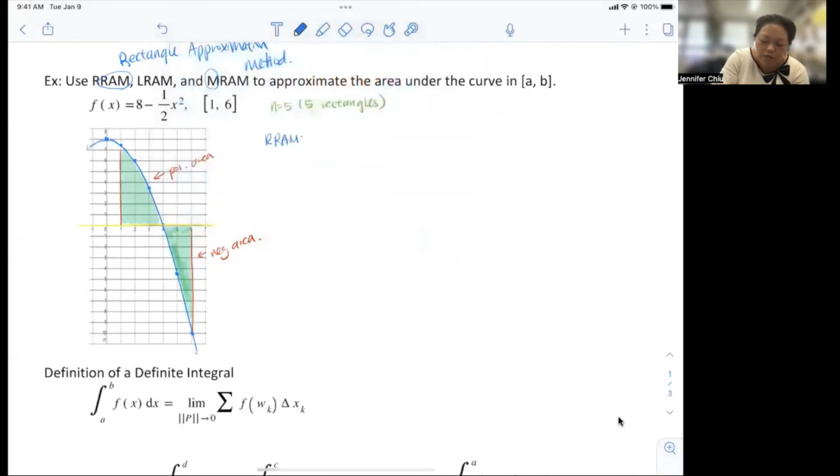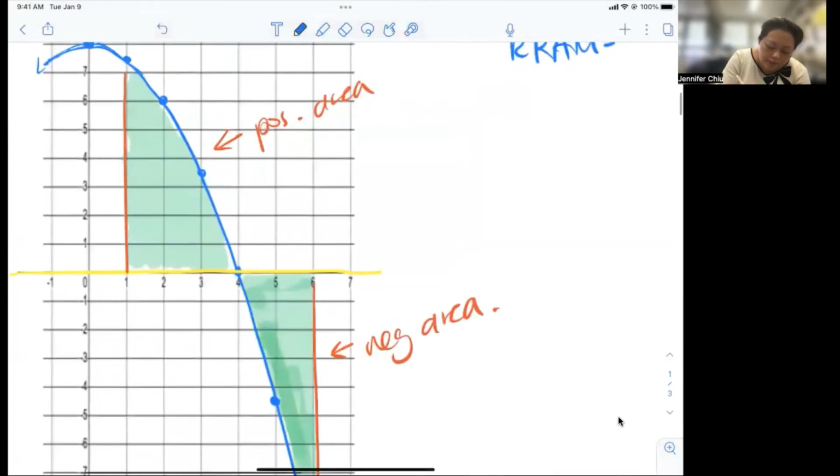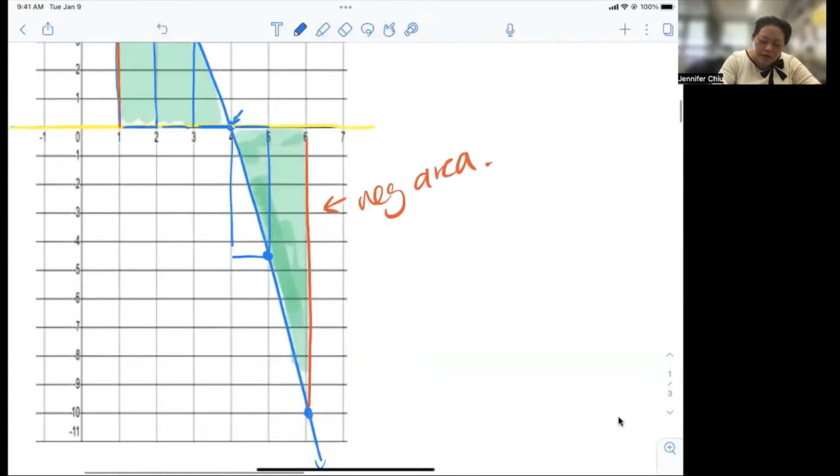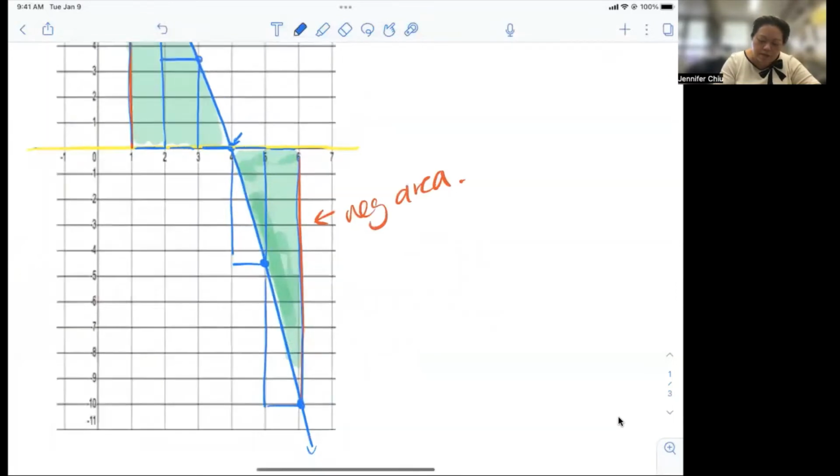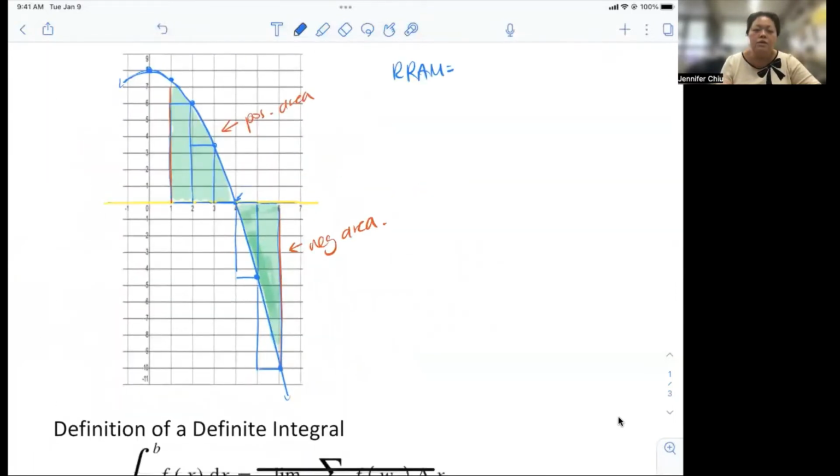RRAM means you're using the right endpoints. So when you're looking at this, your first rectangle is here between 1 and 2. Between 1 and 2, 2 is your right endpoint. So you go up on the right-hand side, and you go towards the left and draw your first rectangle. That's your first RRAM. Second one is right here. Third one is actually flat because the right endpoint here has nothing. And then the next one actually becomes negative. And then same thing with the last one, it becomes negative as well. So these will be your RRAM. Okay? So those are your approximations.